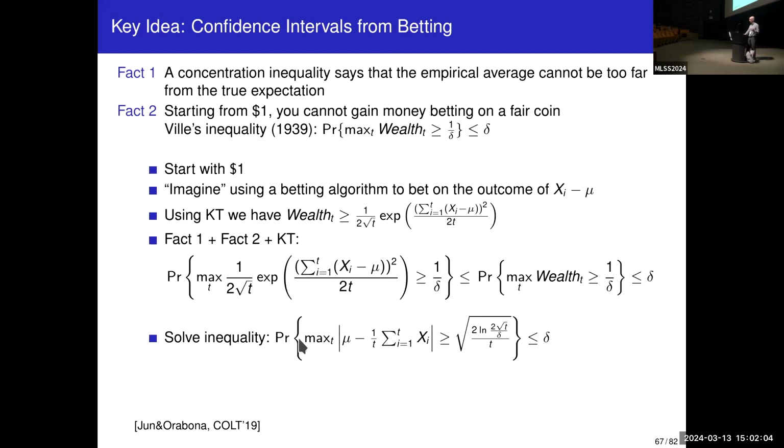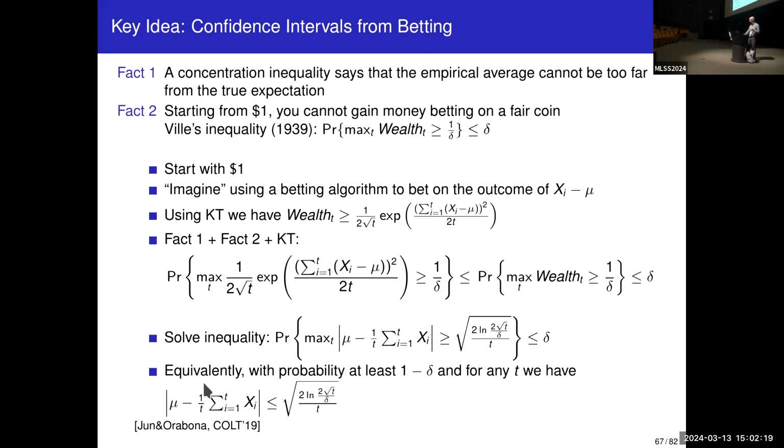And so you get the probability of the maximum over t of the deviation between the mean and the empirical average. This is the probability that this is bigger than roughly square root of 1 over t is less than delta. Or if you want, you can write it as with probability 1 minus delta, the deviation is at most roughly square root of 1 over t.